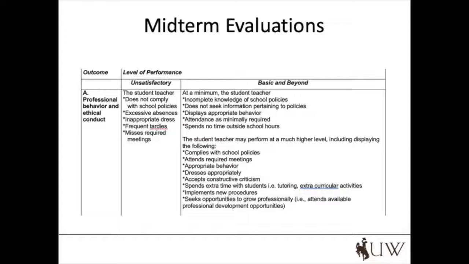By doing the midterm in this fashion, we can see where the student teacher is unsatisfactory and where he or she is basic and beyond, and move more explicitly and concisely to help that student. If at the midterm a student teacher is evaluated as unsatisfactory in any rubric category, it is very likely that an improvement plan is needed. To set up an improvement plan, the mentor teacher should contact the facilitator and the UW supervisor.